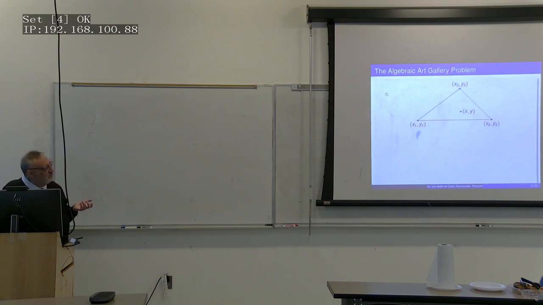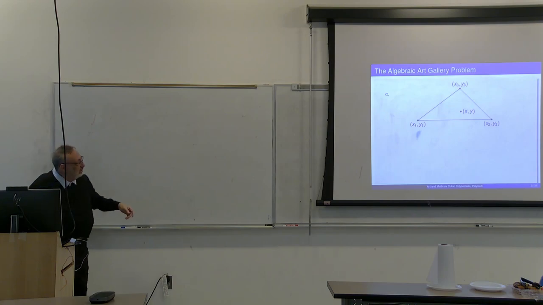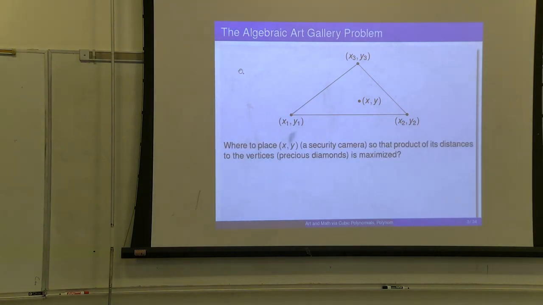Well, what do we mean it shouldn't be annoying? So I would say maybe one criterion is to put it at a location so that the product of the distances from the camera to the vertices is maximized. Remember, the diamonds are being shown at those points whose coordinates we know, x1, y1, x2, y2, and so on. And so the criterion is to place it at a point that maximizes the product of the distances.